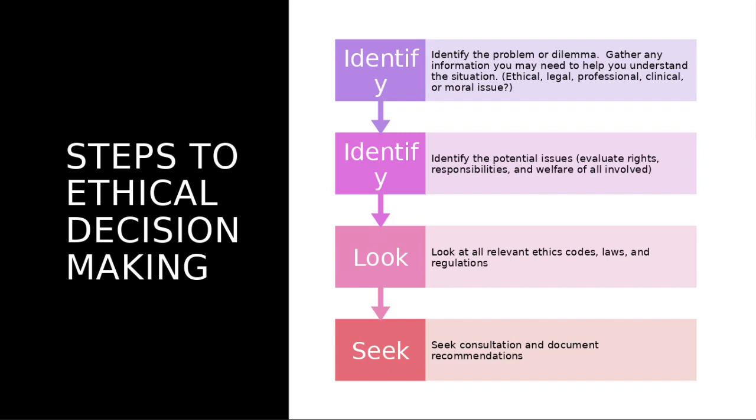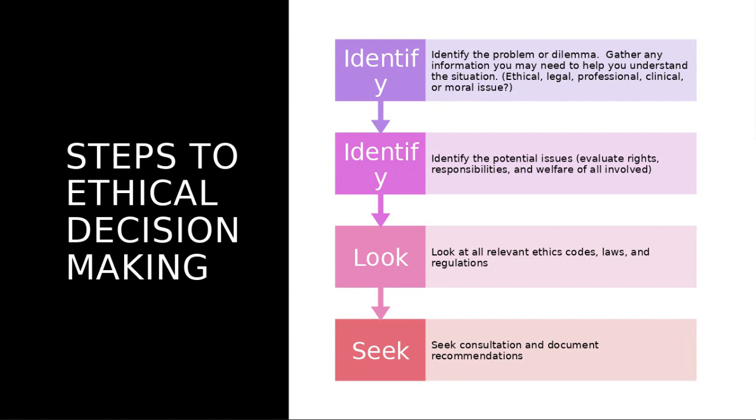So how do you go about making ethical decisions? First of all, identify the problem or dilemma. You want to gather any information you may need to help you understand the situation. So first you need to gather all the information and figure out what type of dilemma am I facing? Is it ethical? So does it involve a possible violation of your ethical codes? Is it a legal issue? So it's about violating a law. Is it a professional issue about your professional behavior? Is it clinical? Is it something about making a treatment decision for the client? Or is it a moral issue? So maybe it doesn't violate an ethical code or a law, but it violates your own personal moral system. It can be any combination of these various issues.